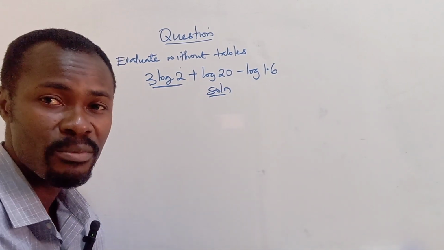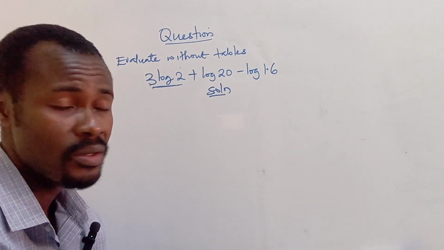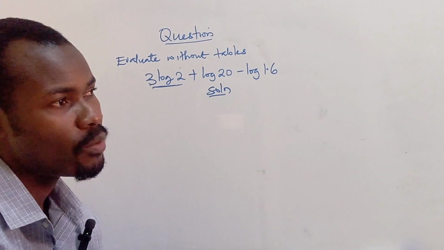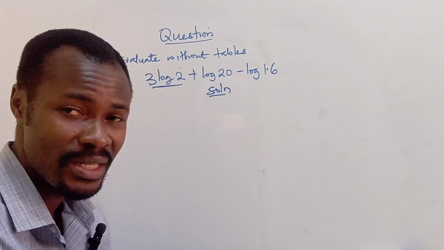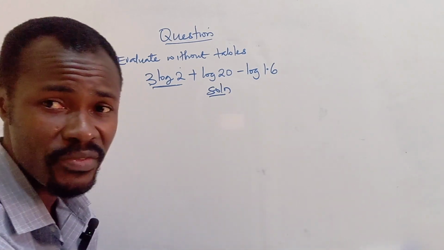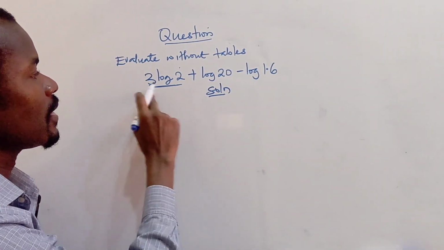So we have a problem on the board that says evaluate without the use of tables. We have 3 log 2 plus log 20 minus log 1.6. What this means is you want to apply the laws of logarithm to solve this. That's why the question says evaluate without the use of tables. So the first thing I'm recognizing is this.